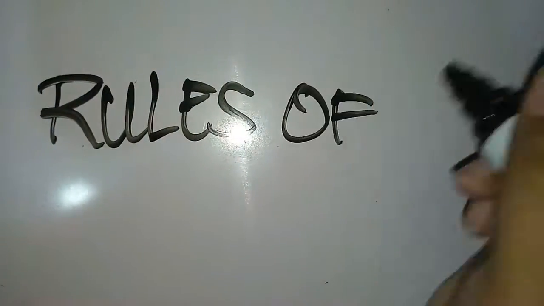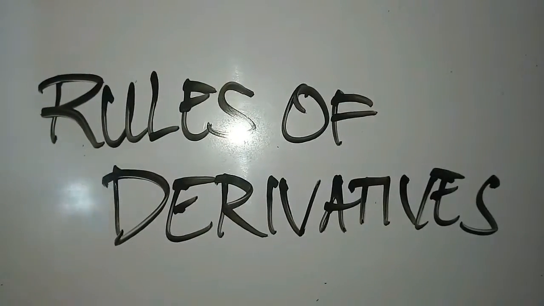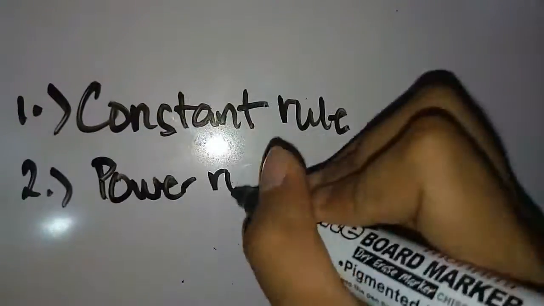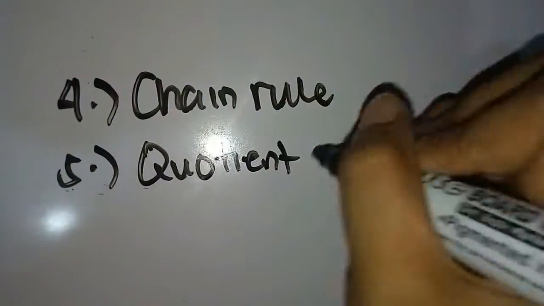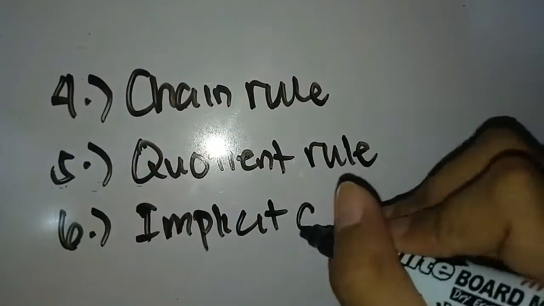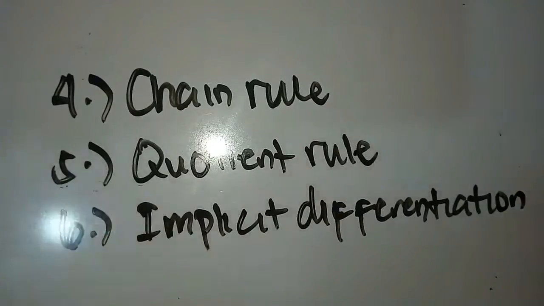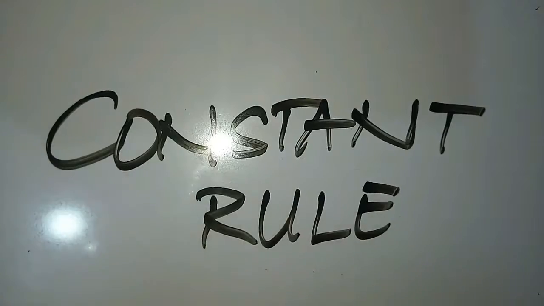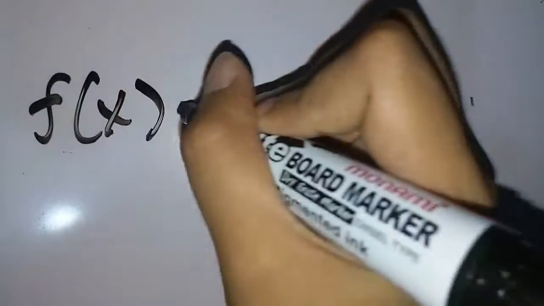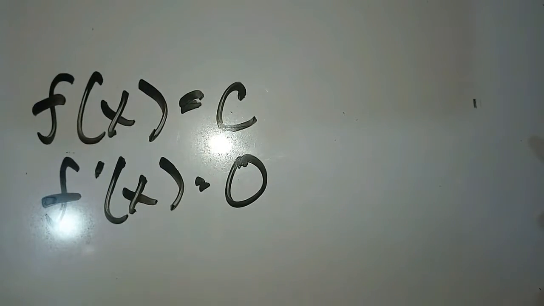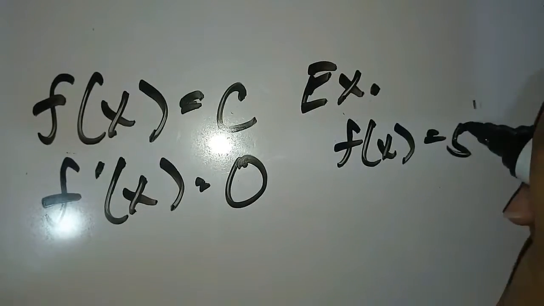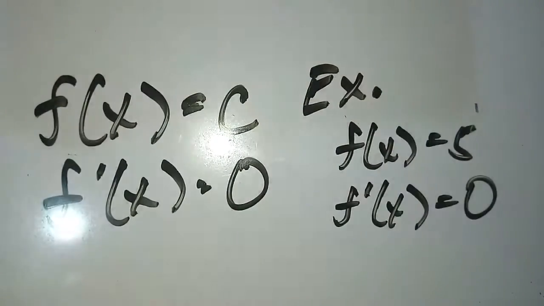There are several rules in solving equations involving derivatives: the constant rule, constant times a function, product, quotient and chain rule, as well as implicit differentiation. The basic rule of derivatives is the constant rule. It's pretty simple. For any number c, if f of x is equal to c, then f prime of x is equal to 0. For example, if f of x is equal to 5, then f prime of x is equal to 0.